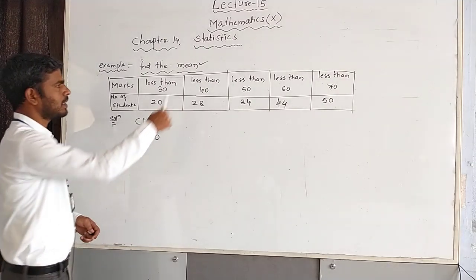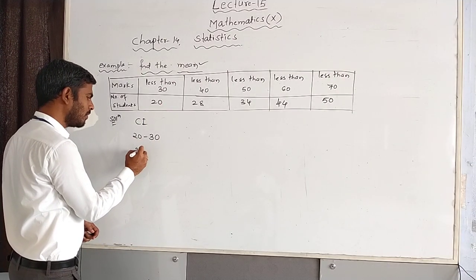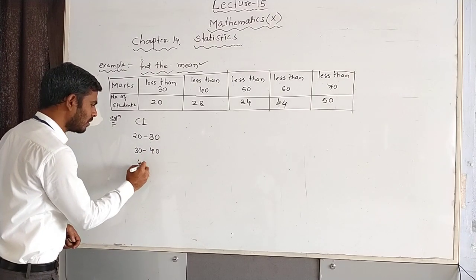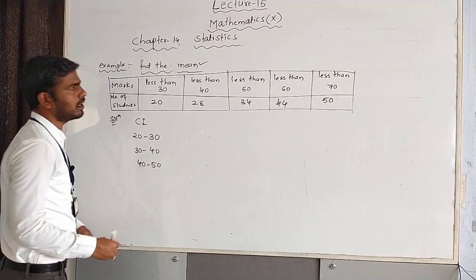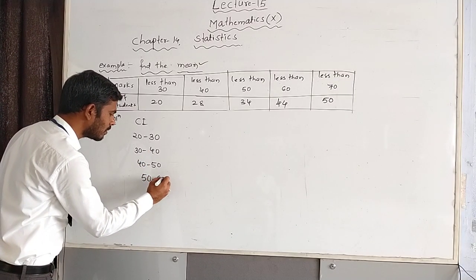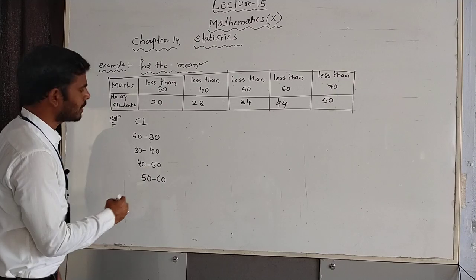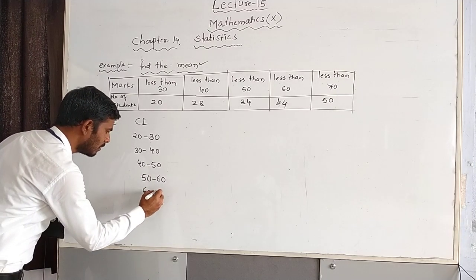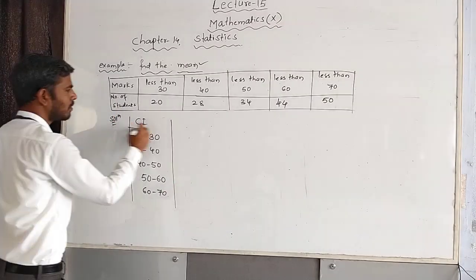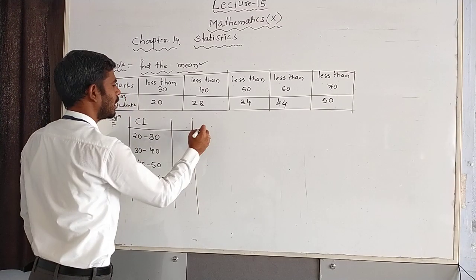Next is less than 40. Less than 40 means 30 to 40, one group. Less than 50, 40 to 50. Less than 60 means 50 to 60. Less than 70, so 60 to 70. This is the class interval with a difference of 10.